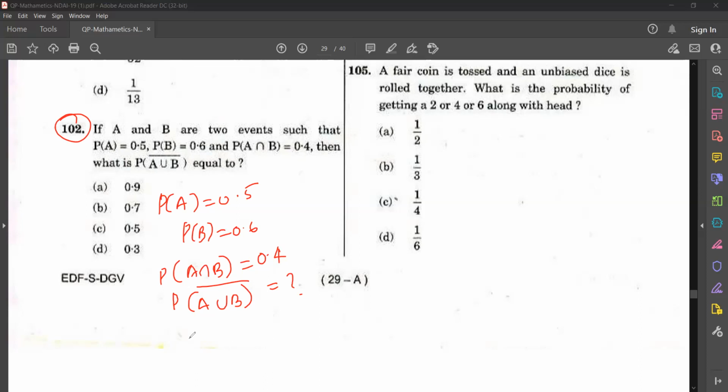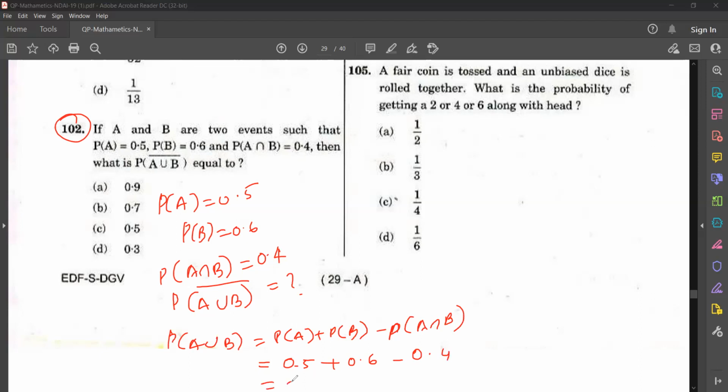Okay, let's see. What is the formula? P of A union B is equal to P of A plus P of B minus P of A intersection B. So P of A union B is 0.5 plus 0.6 minus P of A intersection B, which is 0.4. So that is 1.1 minus 0.4, that is 0.7. So P of A union B is 0.7.